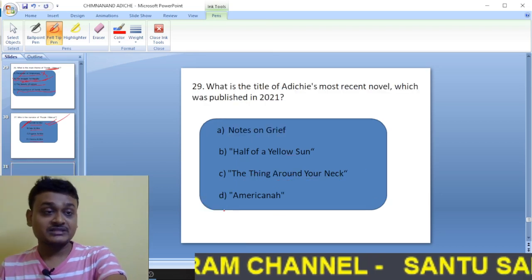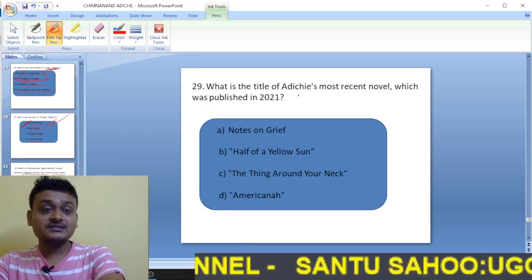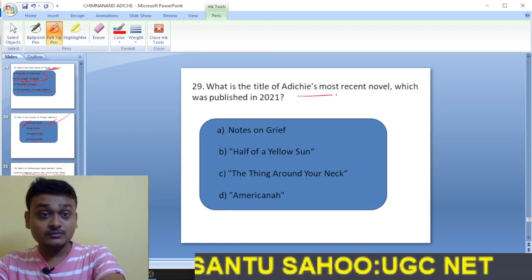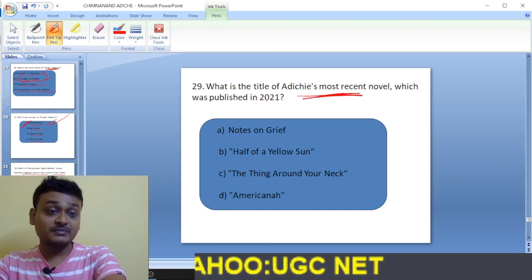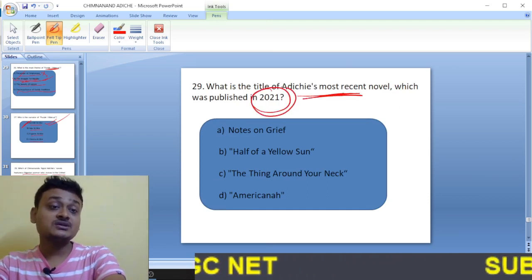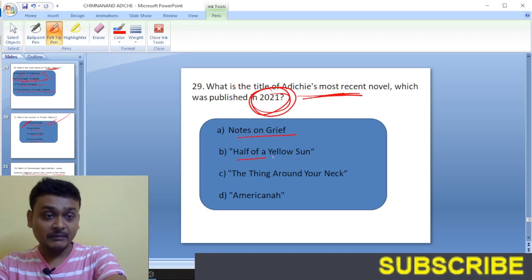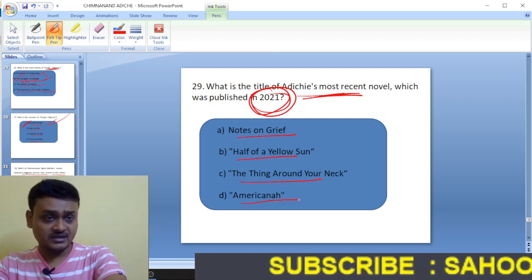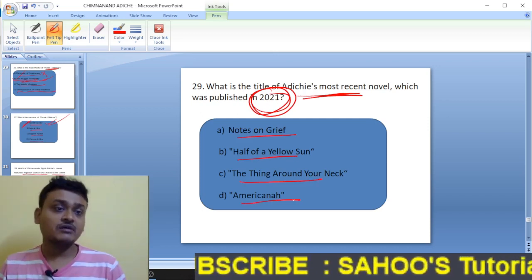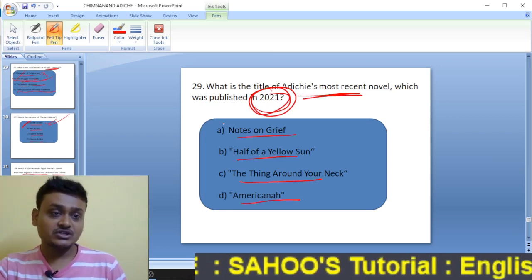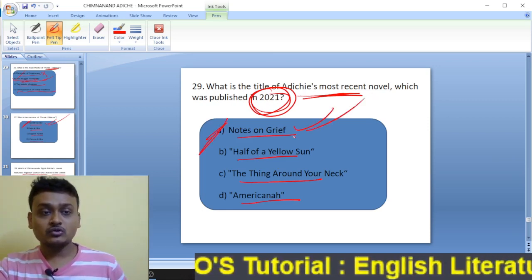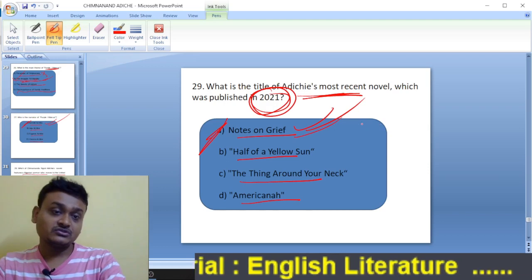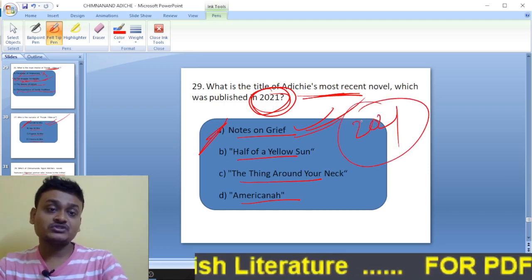And here is question number 29. What is the title of Adichie's most recent novel? Adichie's most recent novel, which was published in 2021. Notes on Grief, Half of a Yellow Sun, The Thing Around Your Neck, Americanah. So the most recent work by Adichie is Notes on Grief. It was published in the year 2021. This is the most recent one.